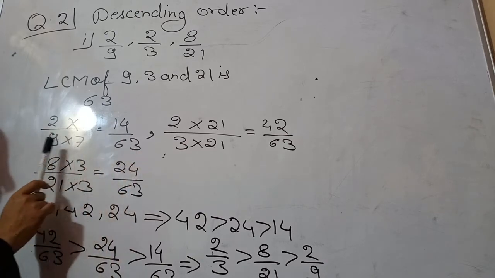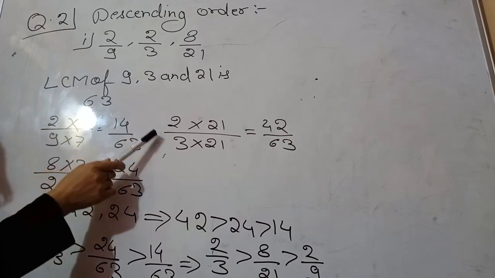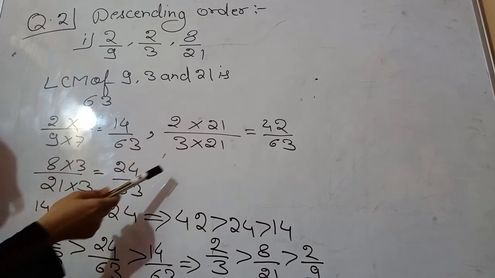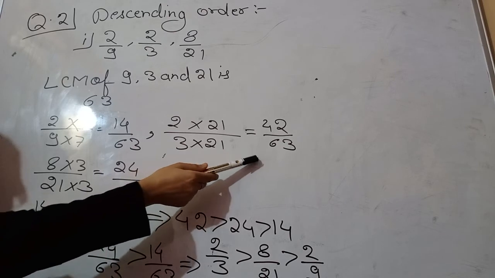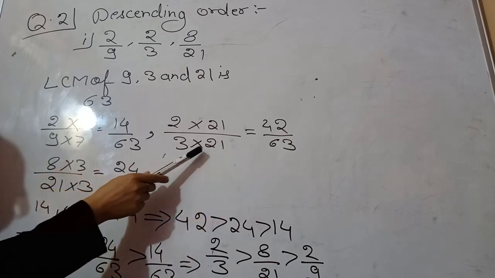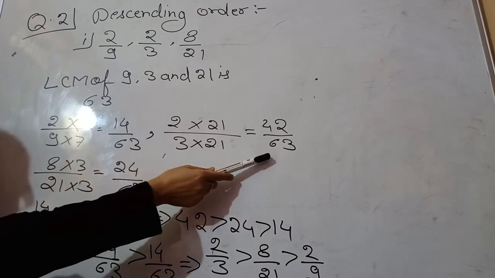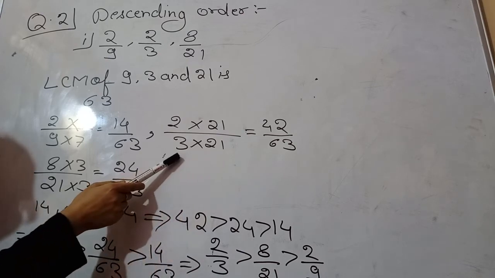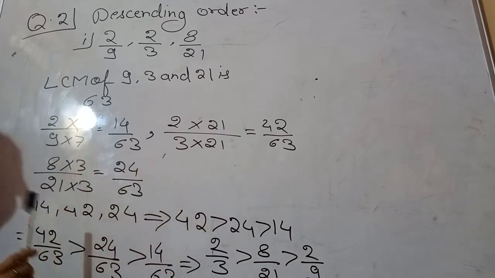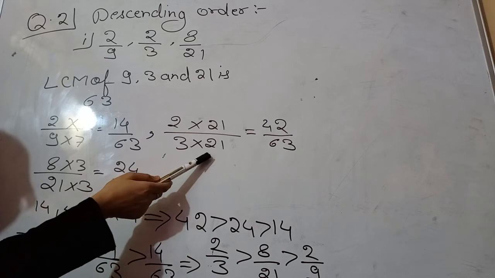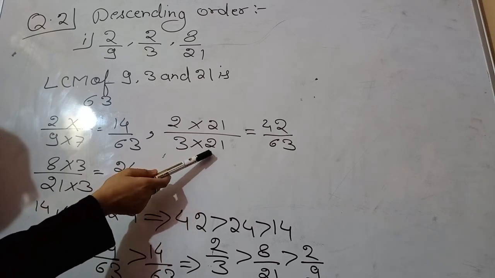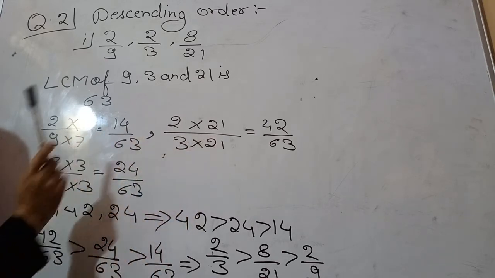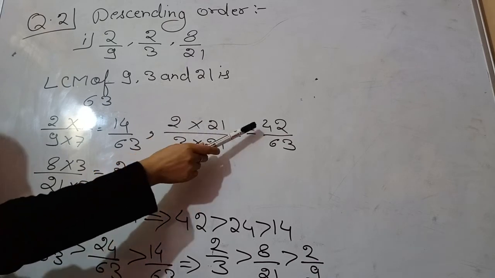We got 63 in the denominator. Now second is 2 by 3. What should we multiply in 3 to make the denominator 63? So when we multiply 21 in 3, the denominator will become 63. 21 3s are how much? 63. And according to the same mathematical rule, the number which we have multiplied in the denominator, the same number we have to multiply in the numerator. So 21 2s are 42.